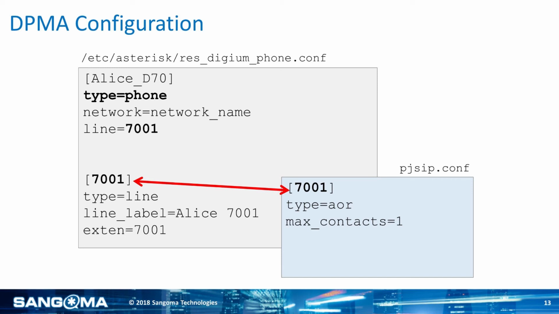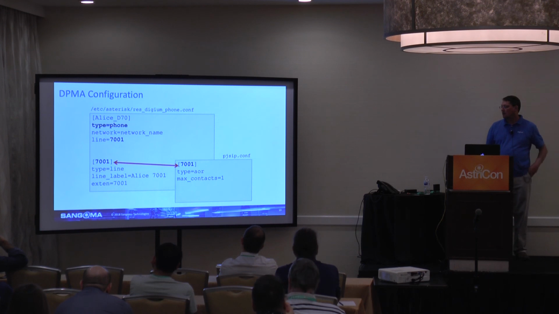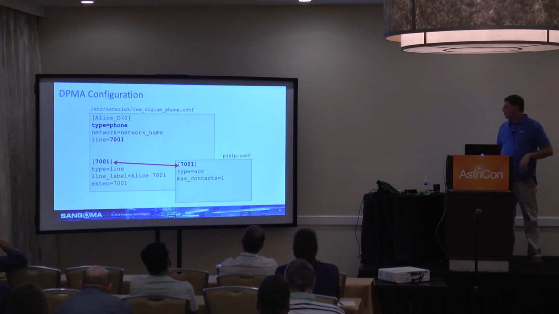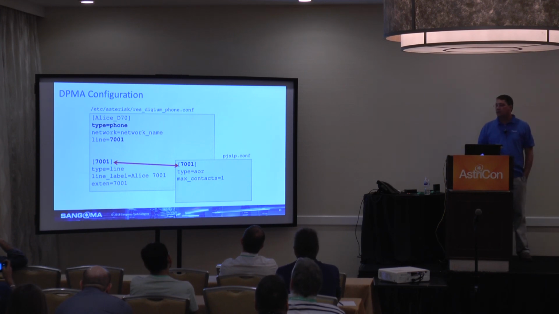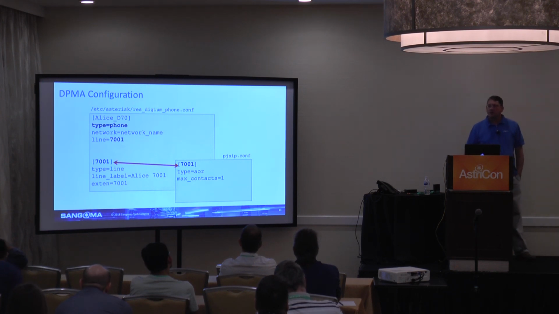And there's a sample of the DPMA configuration. The config file is res_digium_phone, and you'll have a type of phone, and somewhere up above that you've defined a network. And then you say what line, which references the line down here at the bottom. And then it has to match up with the AOR record, which in turn will pull over the authentication for that phone as well. So from this information right here, you would be able to provision a Digium phone, and it would be able to go out and pull that configuration and store it on the phone. It's kind of hard to visualize without really sitting down and playing with it, but it works really well.